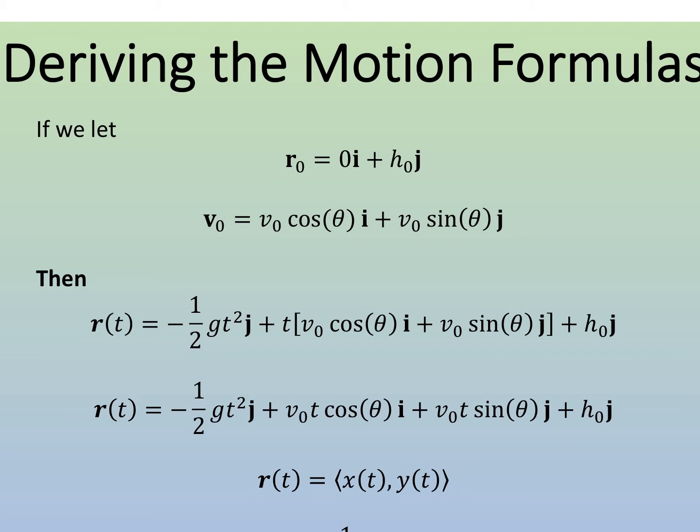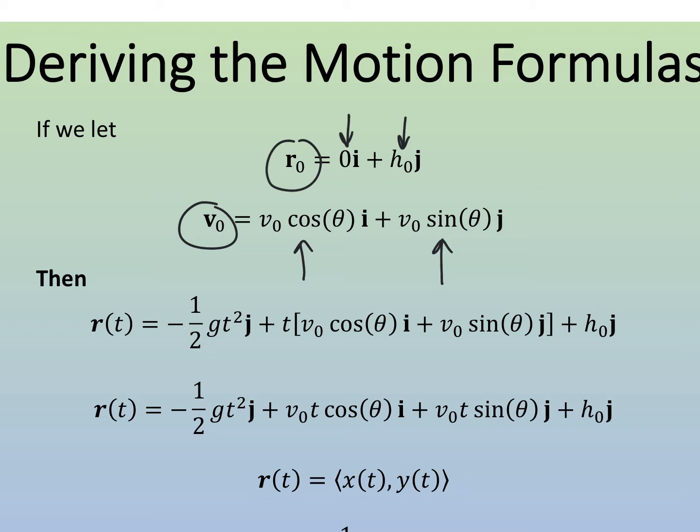Just to take it the rest of the way, just for fun, as a vector, your initial position is 0 in the x direction, that's the 0i, and then we'll use h sub 0 as your initial height in the y direction, and that's the h sub 0 times j. And then for your initial velocity, if we look at the x and y directions, your initial velocity is v naught cosine theta, and the y component, the j, is v naught sine theta. So those are the two components of your initial velocities.